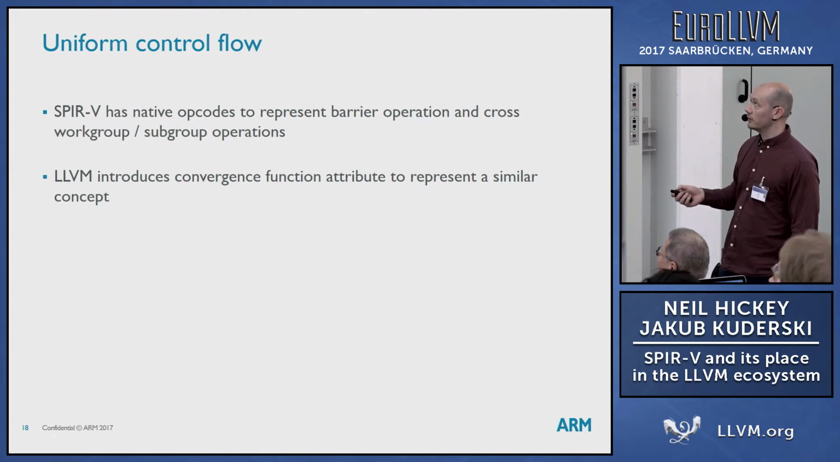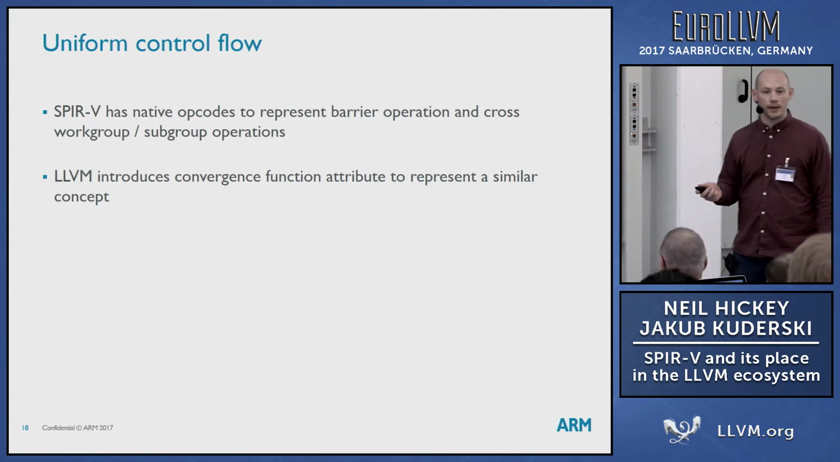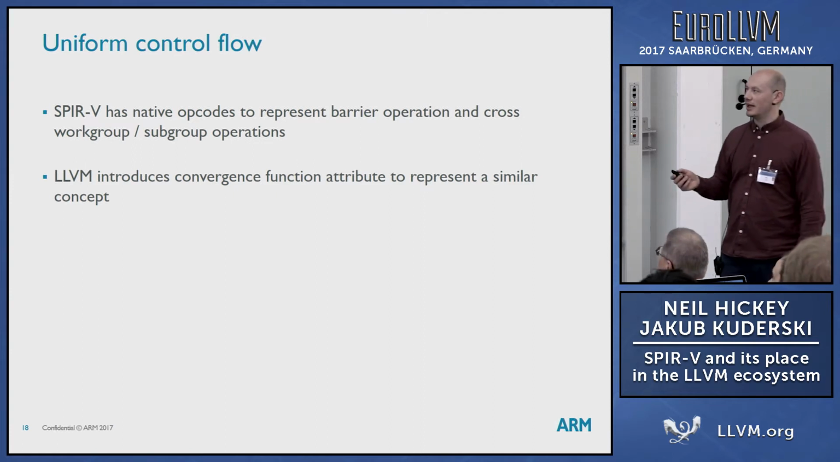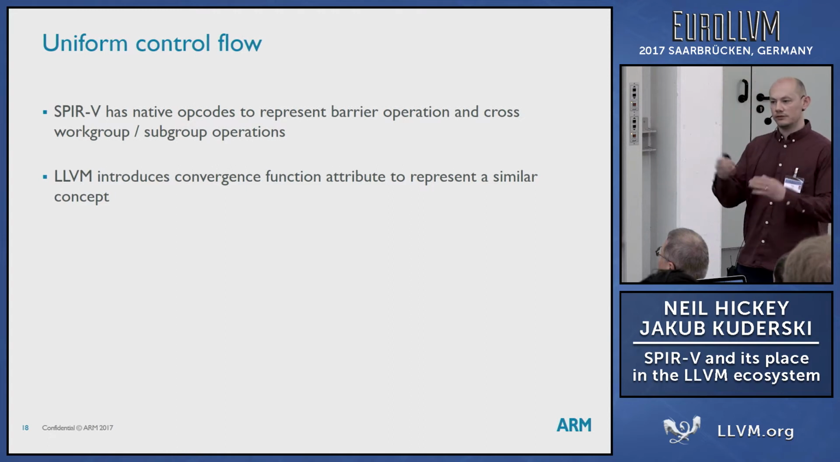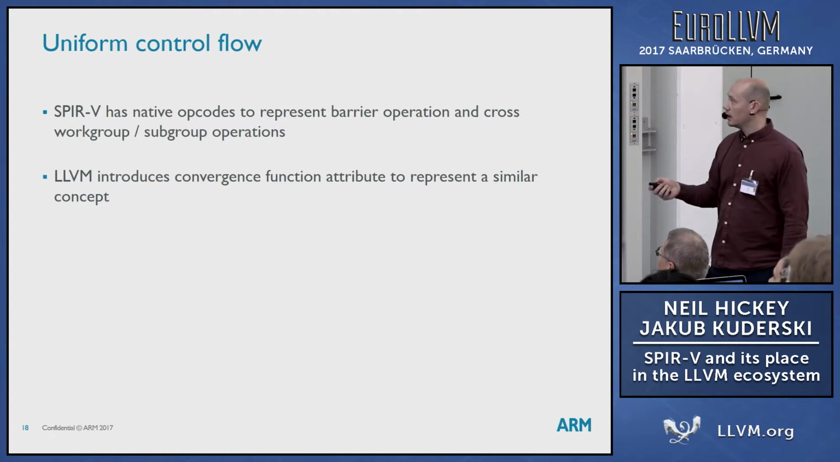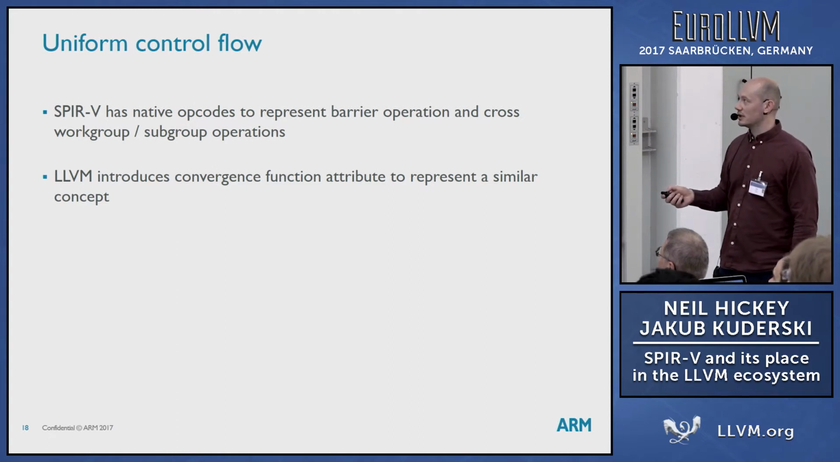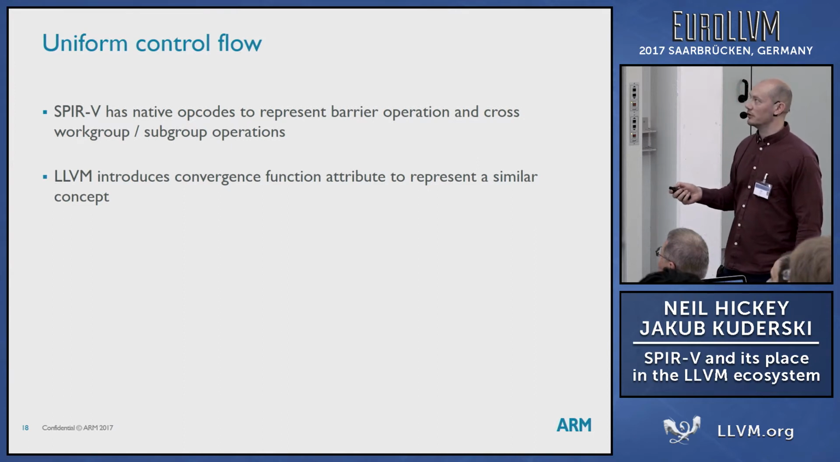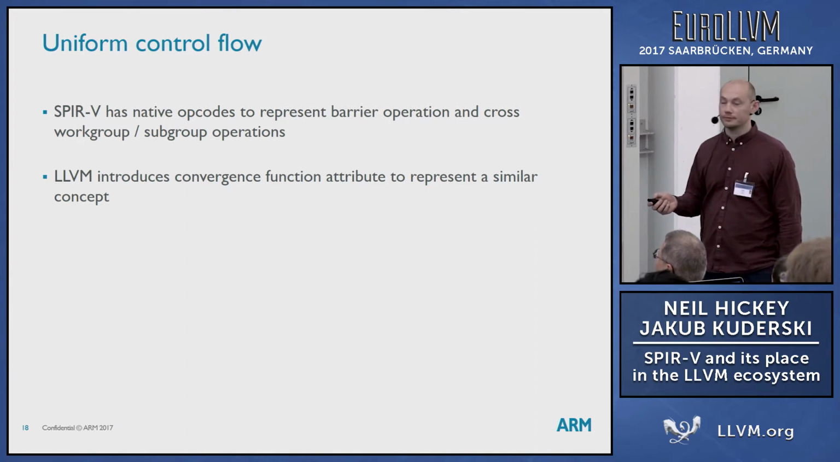So another one is uniform control flow. SPIR-V has native opcodes for barrier operations, cross workgroup operations, and LLVM doesn't really have that kind of concept. It's just viewed as a single thread of execution. So LLVM has to introduce extra features, basically. One of those is the convergent function attribute.